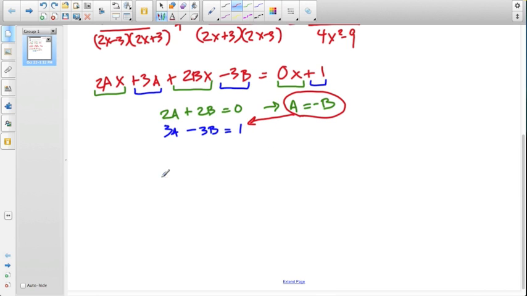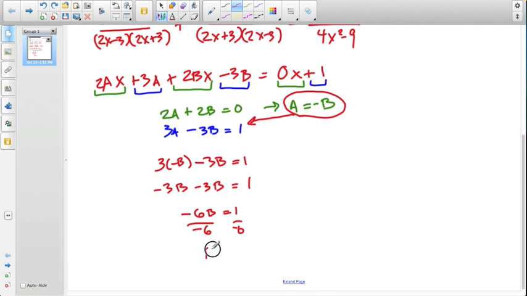And at this point, since we don't have coefficients that easily cancel, I'm just going to substitute in here. So a is equal to the opposite of b. So I'm going to go ahead and say 3 times the opposite of b minus 3b equals 1. So we have minus 3b minus 3b, and careful, that is not 0, equals 1. That's minus 6b equals 1. So b is equal to negative 1/6, which means a has to be positive 1/6.